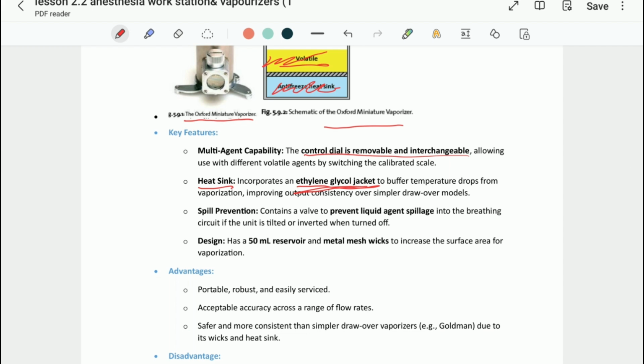And it also has spill prevention. It contains a valve to prevent liquid agent spillage into the breathing system if the unit is tilted or inverted when turned off, but it could still be spilled if the unit is turned on. And it has a 50 ml reservoir and metal mesh wicks to increase the surface area for vaporization.